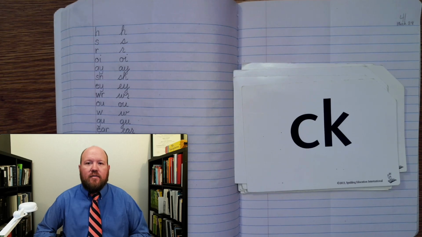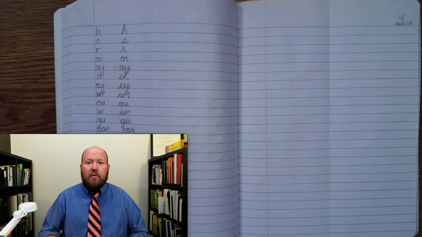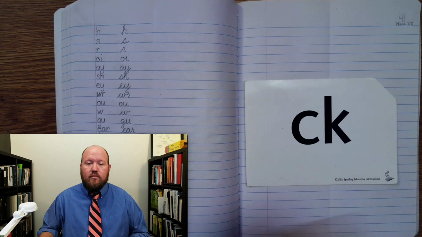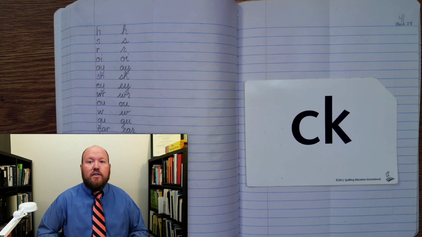K. All right. Now this time through, we'll say the sound followed by the cue. If there's a rule, have it in your head so you can say it with me when I ask. K. Two letters. Now when may I use this? After a single vowel that says its first sound.